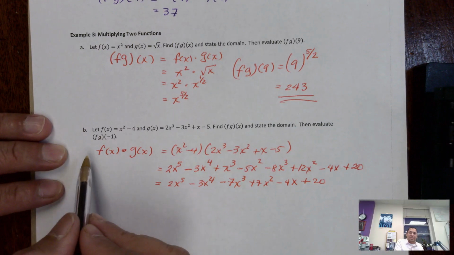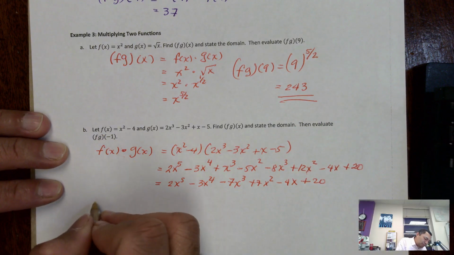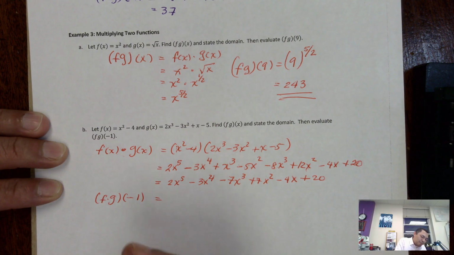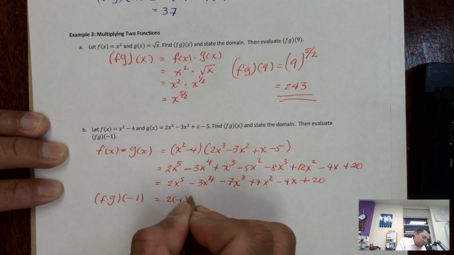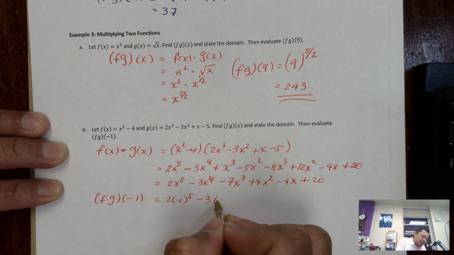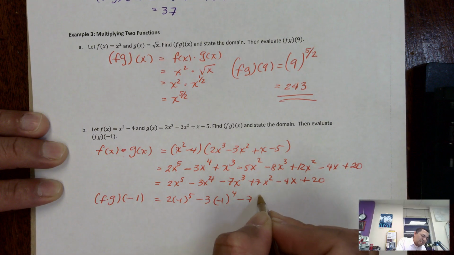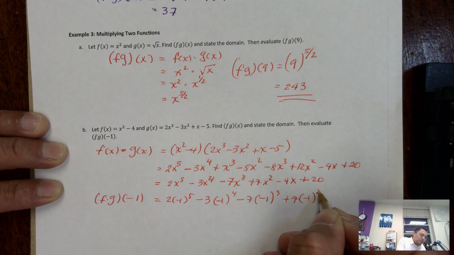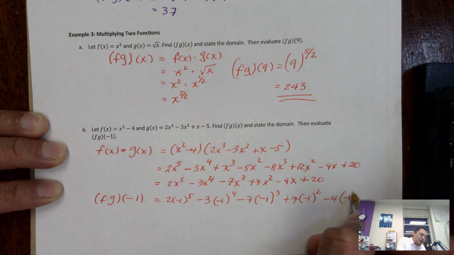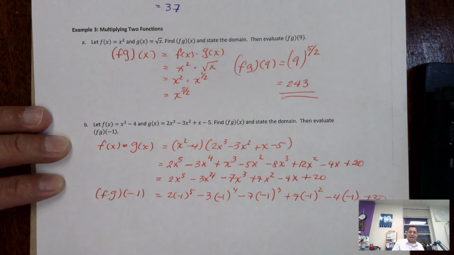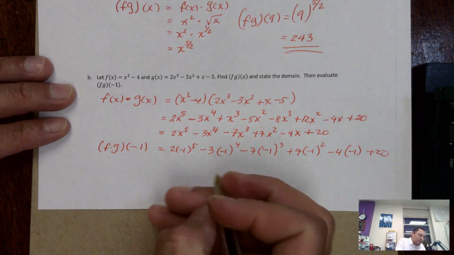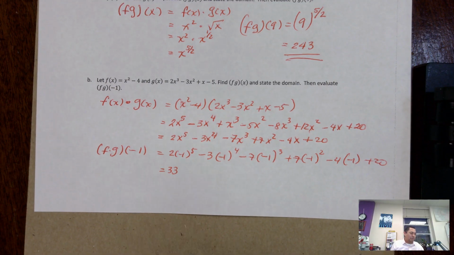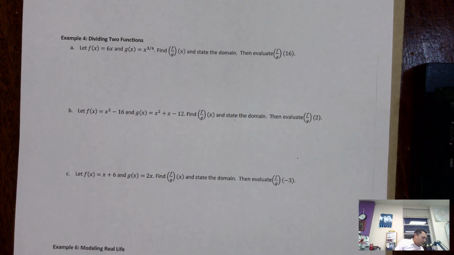Now what I'm going to do is evaluate at negative 1. So I'm going to have f times g of negative 1, which is equal to 2 times negative 1 to the 5th power minus 3 times negative 1 to the 4th power minus 7 times negative 1 to the 3rd power plus 7 times negative 1 squared minus 4 times negative 1 plus 20. If we plug that into the calculator, we get 33. Okay, that's example 3.